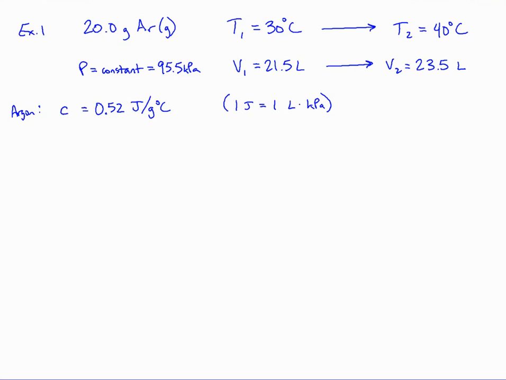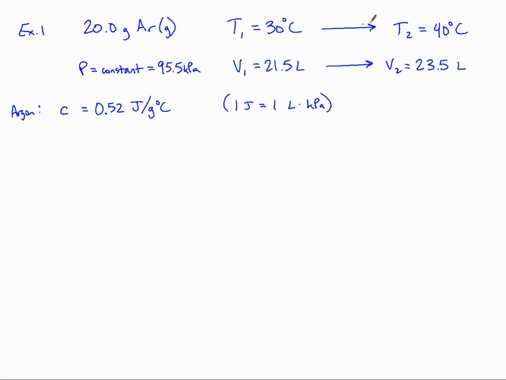And now we get to the bottom of the first page, and this is our first example. So let me read it to you. It says a 20.0 gram sample of argon gas in a cylinder with a piston at 30 degrees Celsius. And so you can see up here I've got the mass of my argon gas, and it says it is initially at a temperature of 30 degrees Celsius. It says heat flows into the cylinder and increases the temperature to 40 degrees Celsius. And so here's my new temperature.